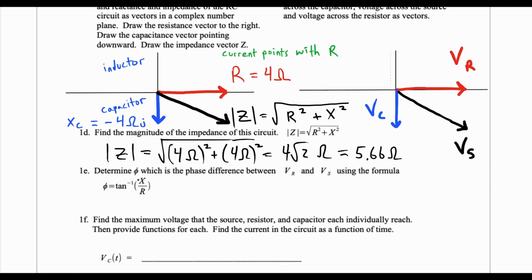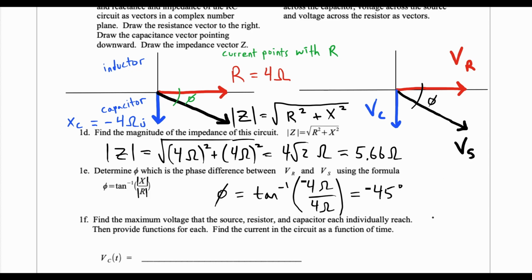It wants us to find the phase difference between VR and VS. So that can come from the diagram that we drew. It wants us to find this angle right here. That angle there is going to be the same as this angle here. And we can use the numbers associated with these vectors to find it. So we'll do tan inverse of 4 ohms over 4 ohms. Oh, that's 45 degrees.